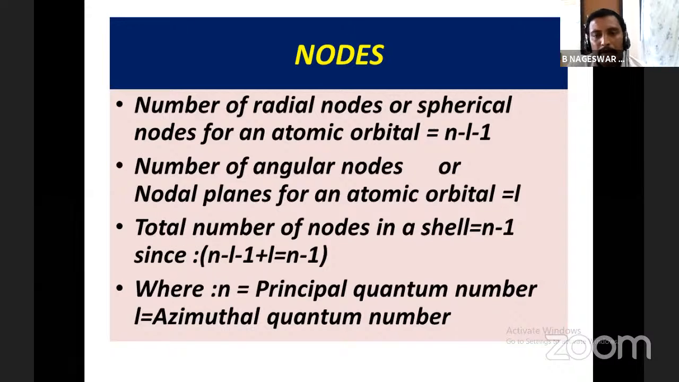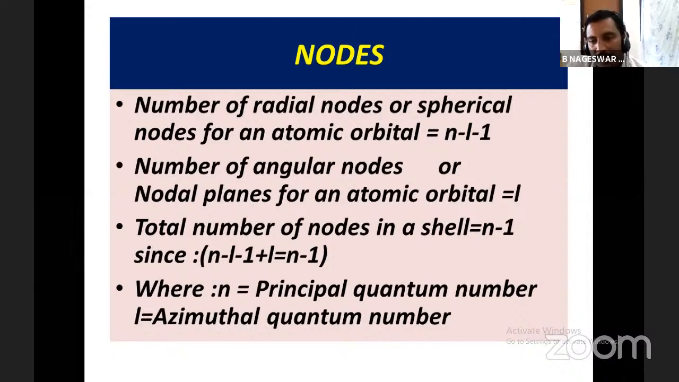Here, what do we mean by n and l? n means the principal quantum number, and l means the azimuthal quantum number. Next, the number of angular nodes or nodal planes for an atomic orbital is equal to l. Radial or spherical nodes are equal to n minus l minus 1, but angular nodes or nodal planes are equal to l.